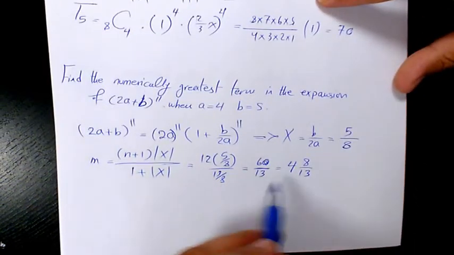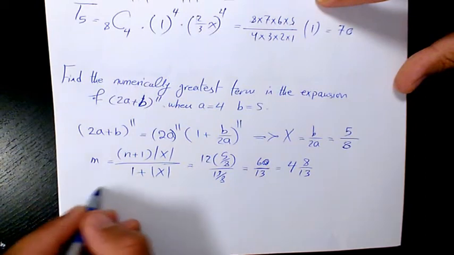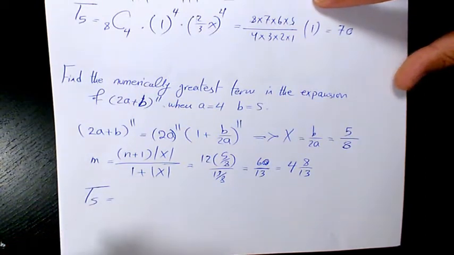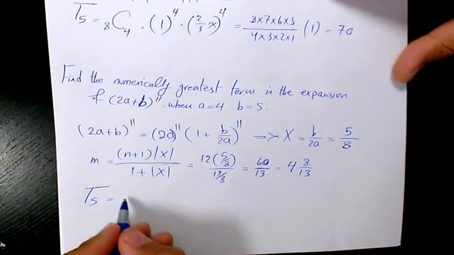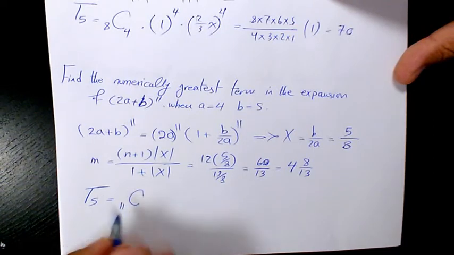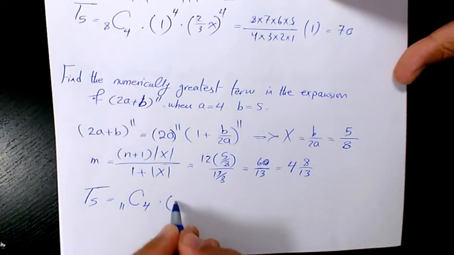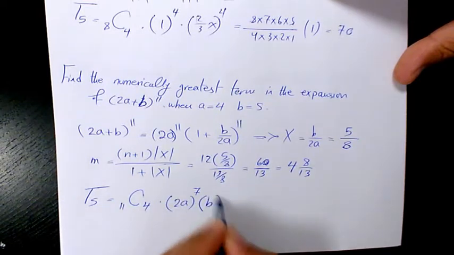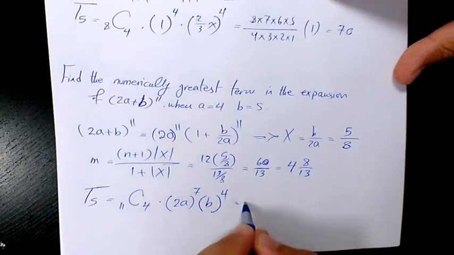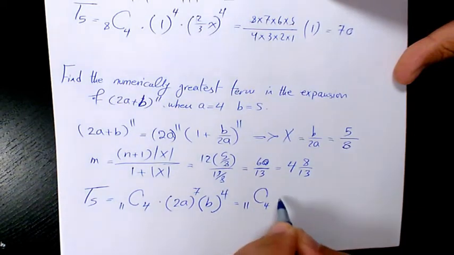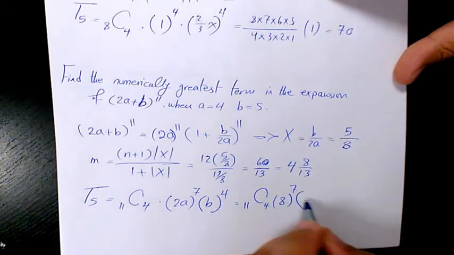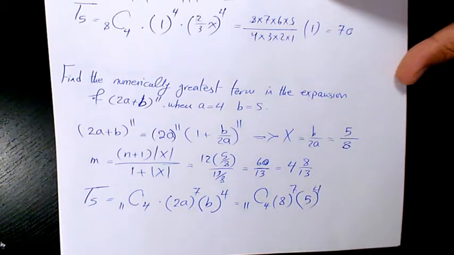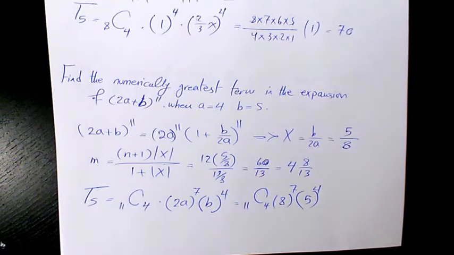So 4 is the integral part. 4 plus 1, 5. So T5 is the numerically greatest term, which is going to be 11C4 (2a) to the power of 7, b to the power of 4, which is going to be 11C4, 2a is 8, to the power of 7, b is 5 to the power of 4. That's going to be the answer to this question.